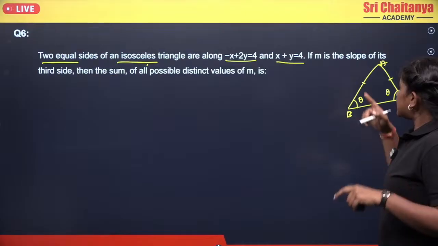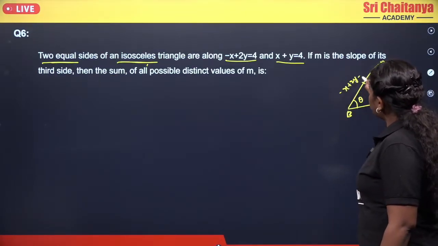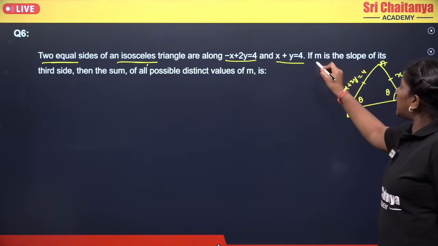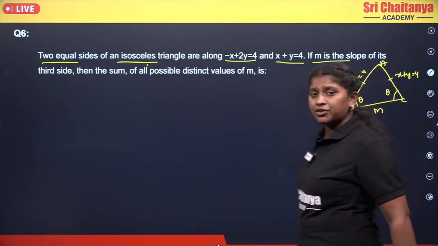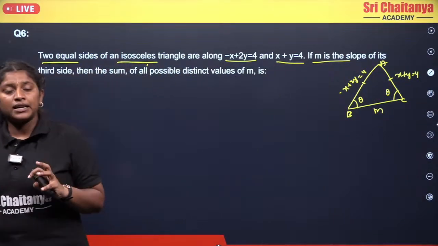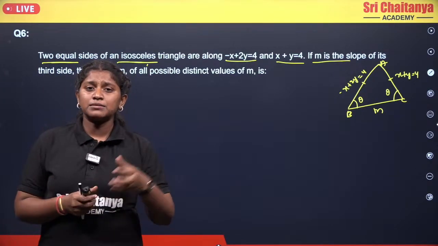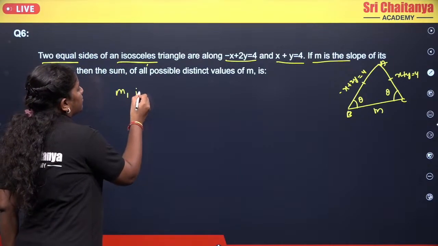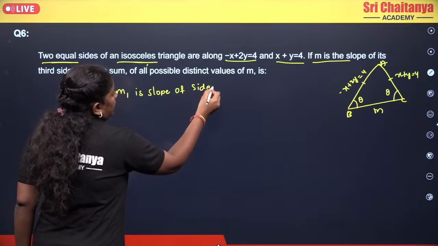Now two of these sides are represented by these lines, which is minus x plus 2y equals 4, and here it will be x plus y equals 4. Understood? Now m is the slope of its third side, so here it will be m. Clear about this, everyone? First of all, we are just going to represent the data in diagram form. From the diagram, we will get to know what simple calculation we can do from there. Now I am considering m1 as the slope of side AB.